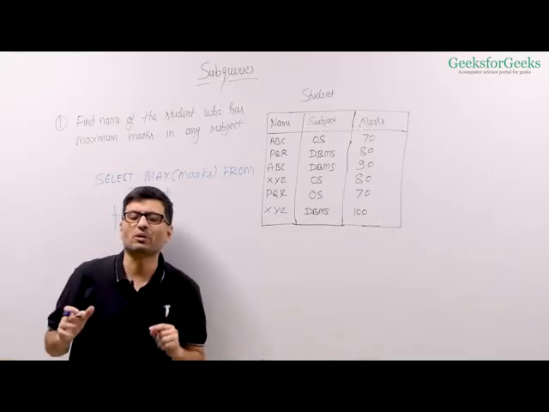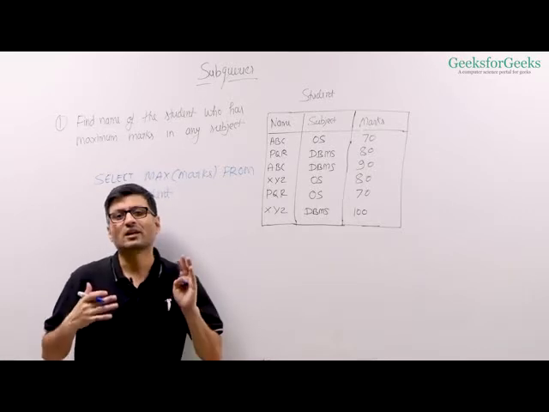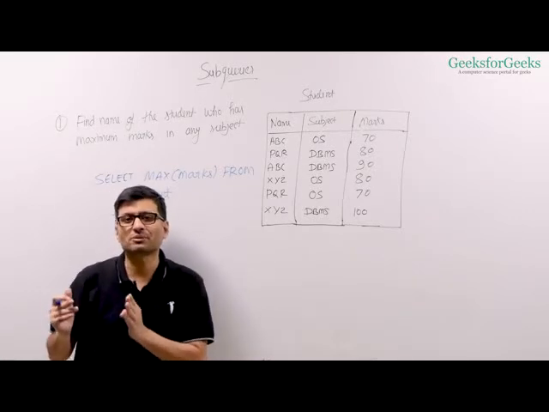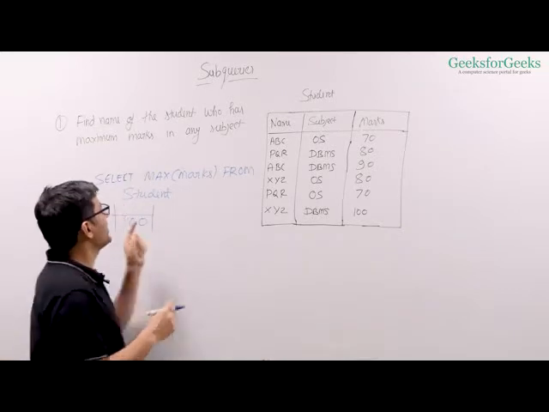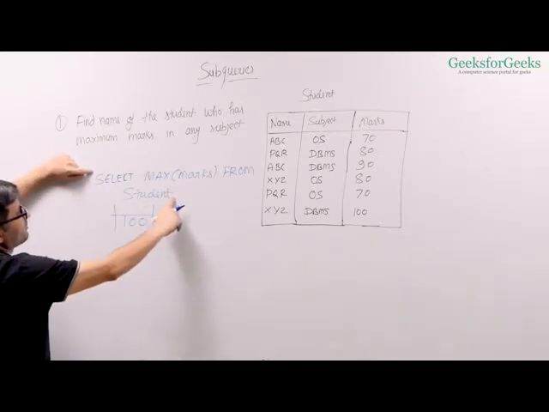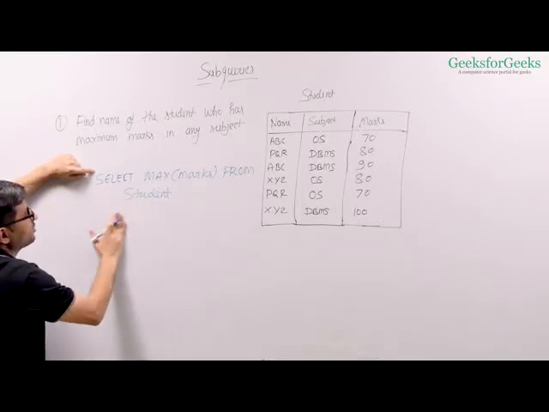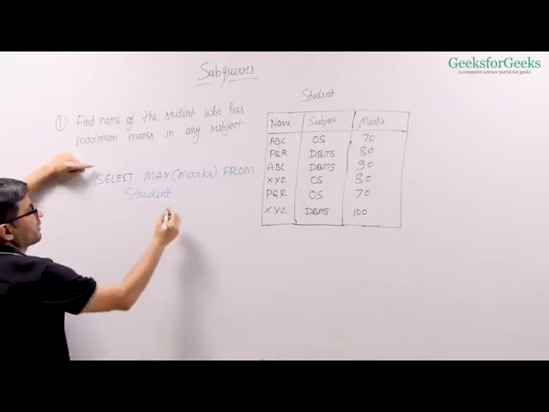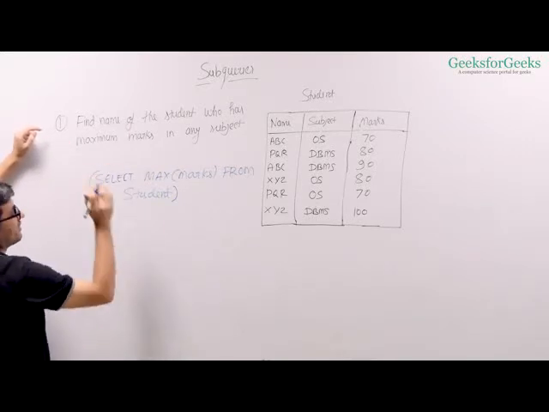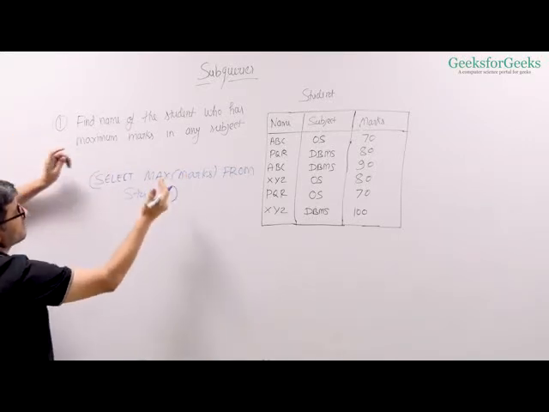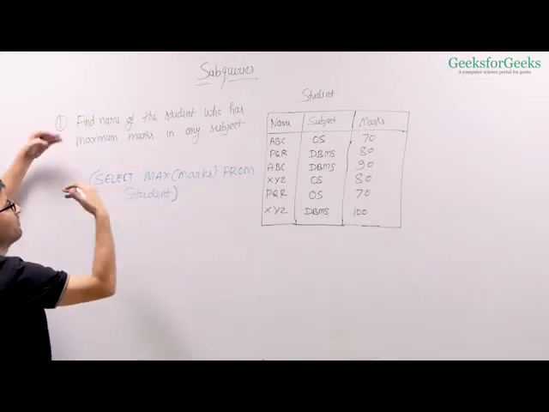There can be multiple ways to solve this problem. Let us try to solve this in terms of subqueries. So what I do is, I find the max marks from the student. I use this query as a subquery, right? And I use brackets to put subqueries as a sub expression in our main query.